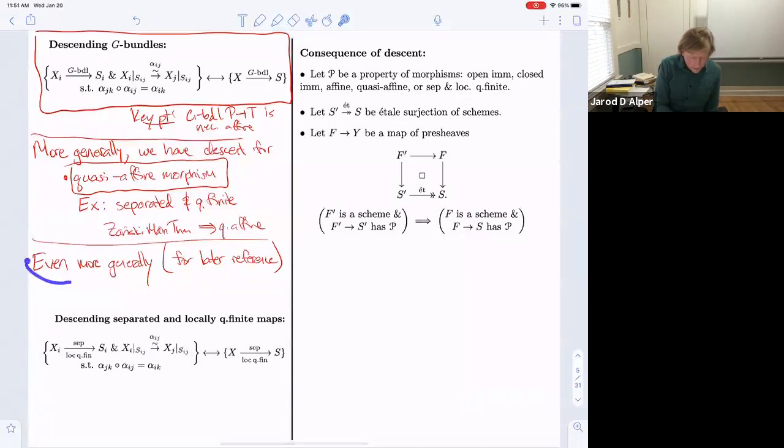Even more generally, we're going to use this later, but not today, you can actually drop, this is sort of technical, in the definition of a quasi-finite morphism of schemes, that it's finite type plus finite fibers. You can have this more general statement where it's just separated and locally quasi-finite.